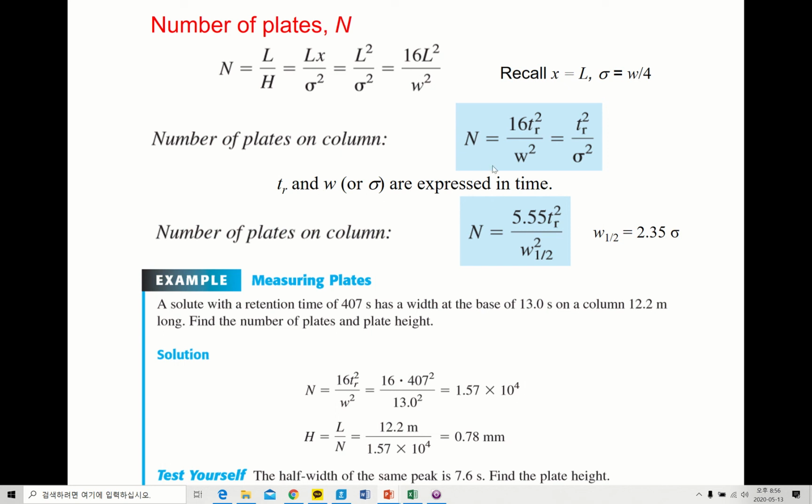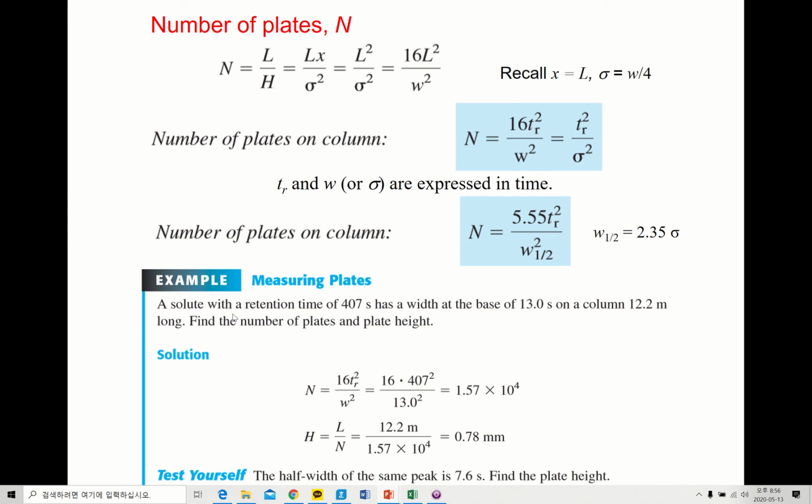Okay, so equivalently, you can consider they are all in times. Finally we get this equation: the number of plates on column n, where you recall W1/2 equals 2.35 sigma. And then we get this equation: n equals 5.55 times tR squared divided by W1/2 squared. Alright, here is an example of measuring plates.